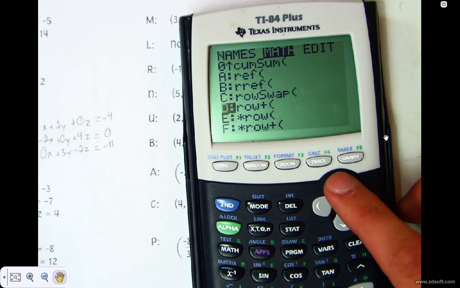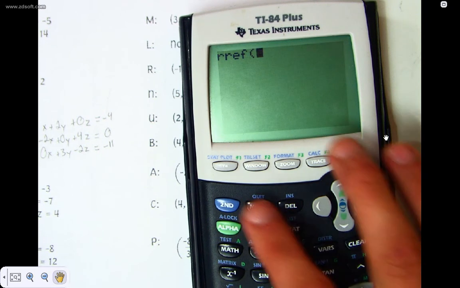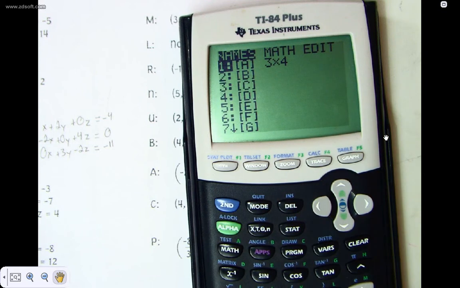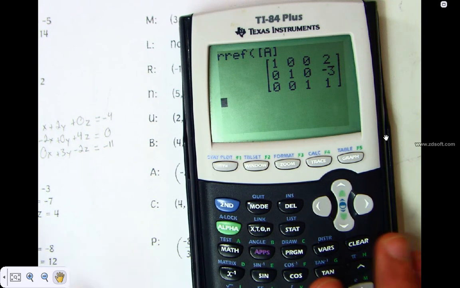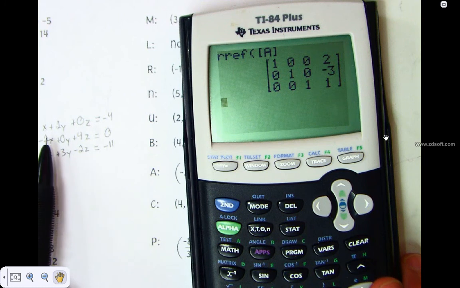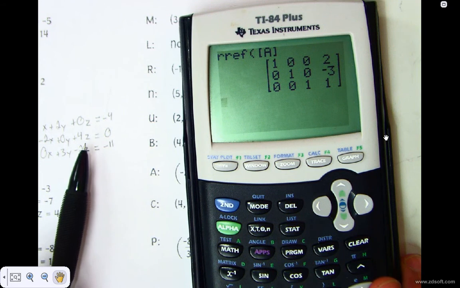Alright, so now that we've done it, second quit, second matrix, go to math. This is what we're going to solve it with. The RREF. Okay, second matrix. This is the matrix we just created, A. Put it in there and solve it. So it says that our x, which is, if we look at our far left, our x is 2, our y is -3, our z is going to be 1.